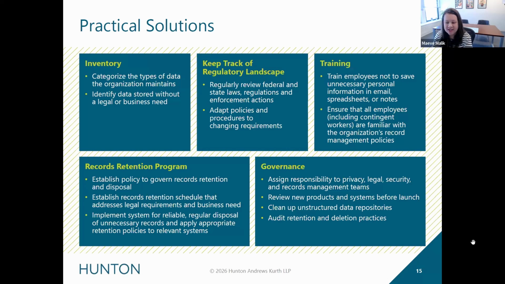And then when you implement a system for reliable and regular disposal of unnecessary records, and you apply appropriate retention policies to systems that contain those records and that data, you end up in a really good spot to have a defensible approach to data minimization, where if you're ever challenged, you can say, we have these processes in place. We address the risks to data by managing the records that our business maintains. And we follow, and this is very important, we actually follow what our written policies and procedures say, so that we're not just saying what we do, but we're doing what we say.